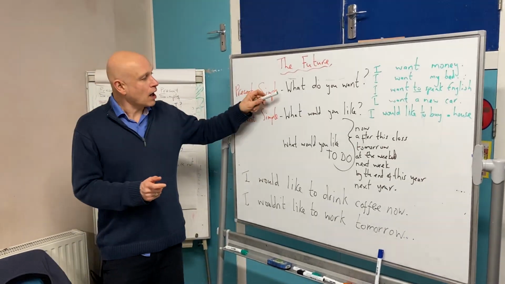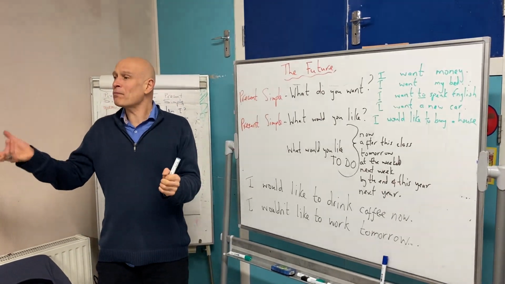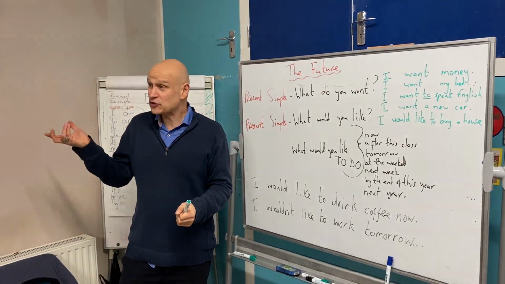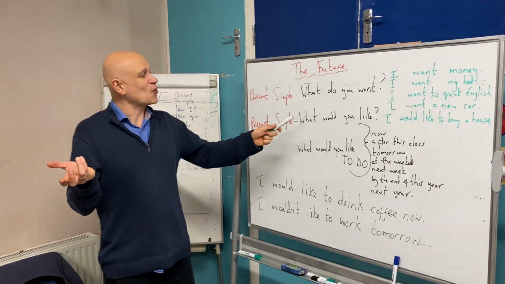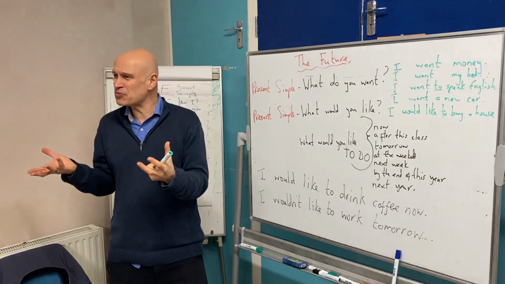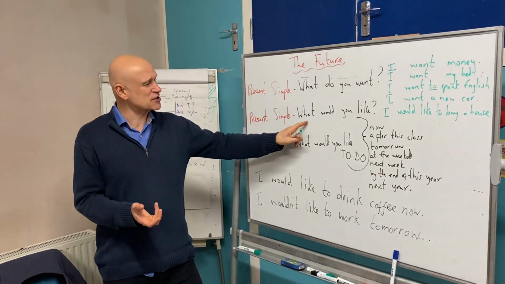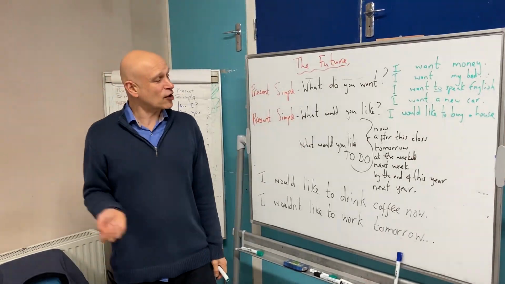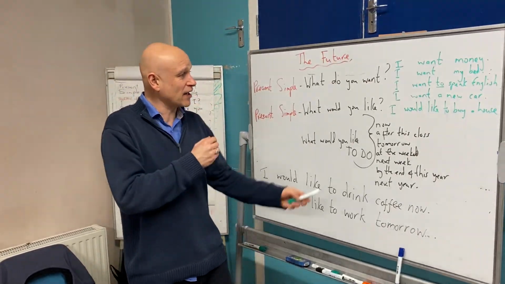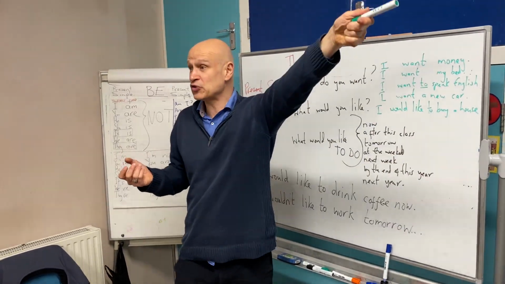Now, I decided to ask you this because this is a much more polite way of talking. What would you like? It's exactly the same as what do you want, but it's much more polite. We hear this in restaurants and things like that, and it's a much nicer way of speaking. And I got a lovely answer from Michaela. I would like to buy a house in the future.